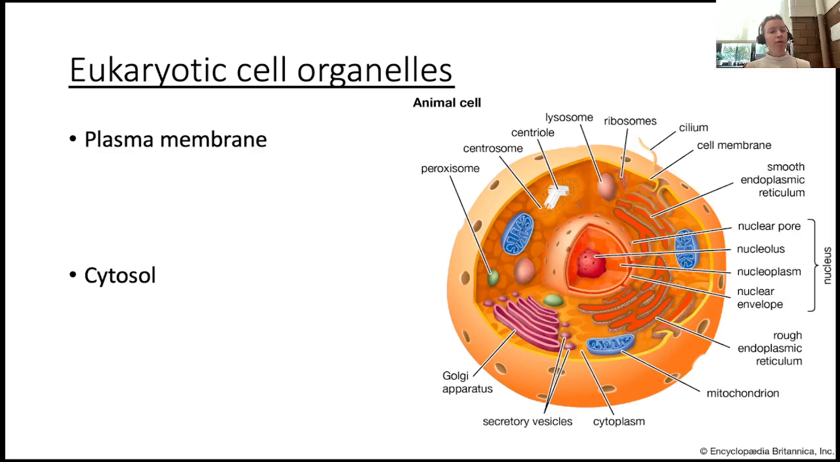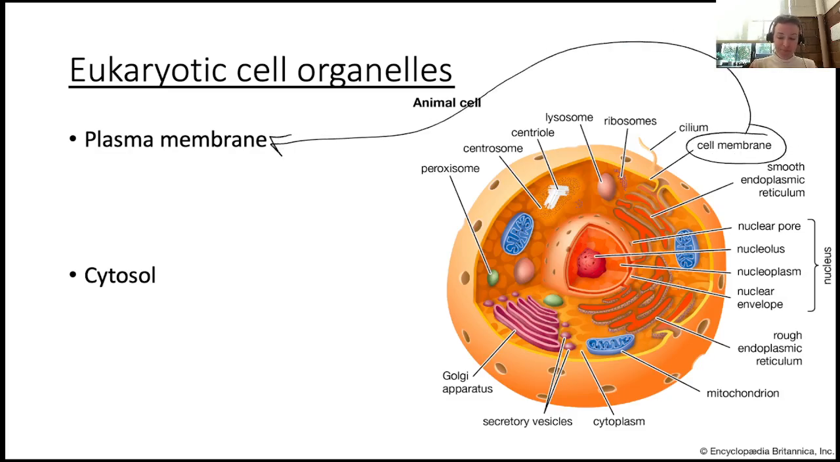Let's start with, how are eukaryotic cells similar to bacterial cells? Well, we have the plasma membrane. Here on the screen it's called the cell membrane, but that's the same. And just like in bacteria, this holds the cell together. It forms the boundary of the cell, keeps everything outside out, keeps everything inside in.